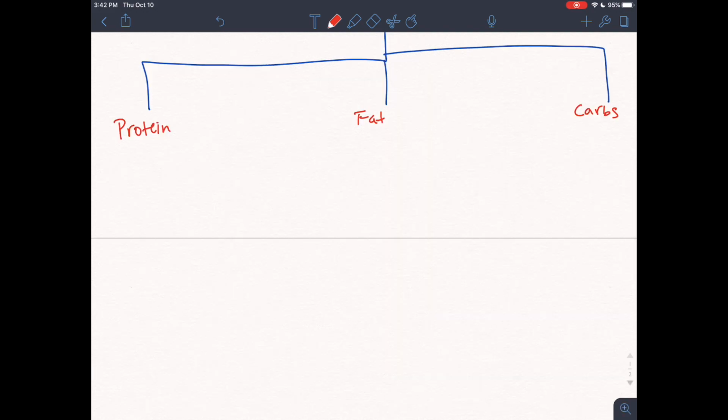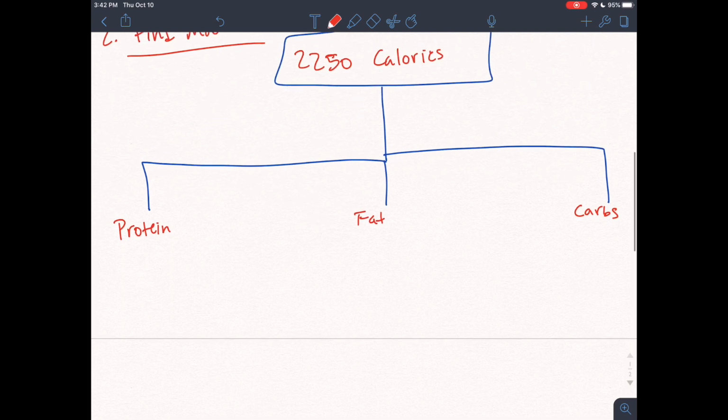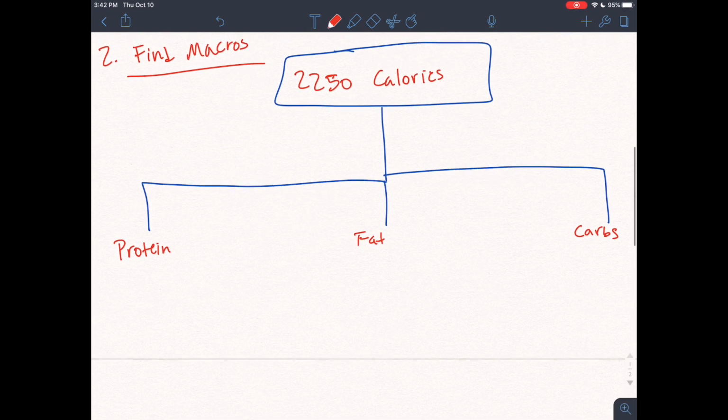And so each macronutrient has its own caloric makeup. But just for the simplicity of this video, we're gonna go ahead and just do a very popular split where people take 40% of their calories and make them into protein. They do 40% carbs and 20% fat. And this is a very popular split.